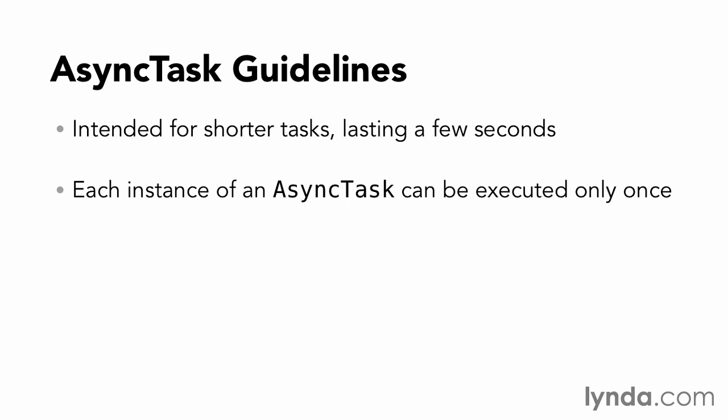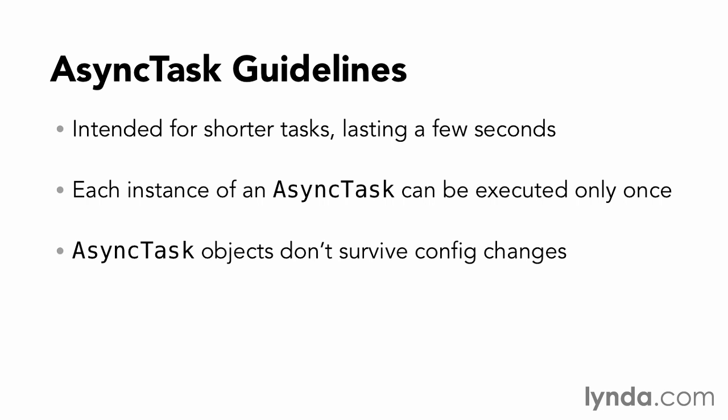To use AsyncTask, you'll subclass it. You'll create your own unique task class. Then you'll instantiate that class. You'll create an instance of it. And you'll execute that instance of the class. Once that task has been executed, that instance or object is done. You can discard it. You just let go of the reference and let it be garbage collected. If you want to execute the task again, you create another instance of the same class and execute that.